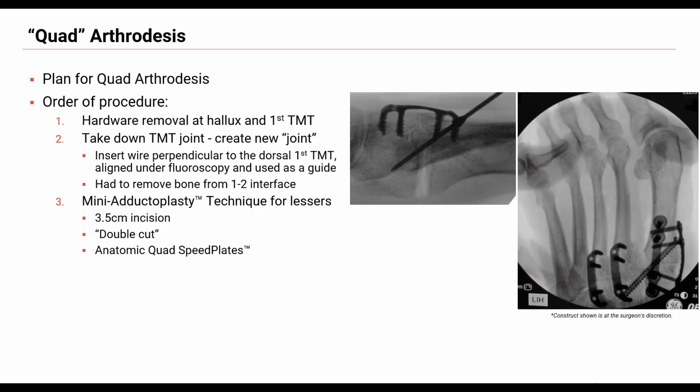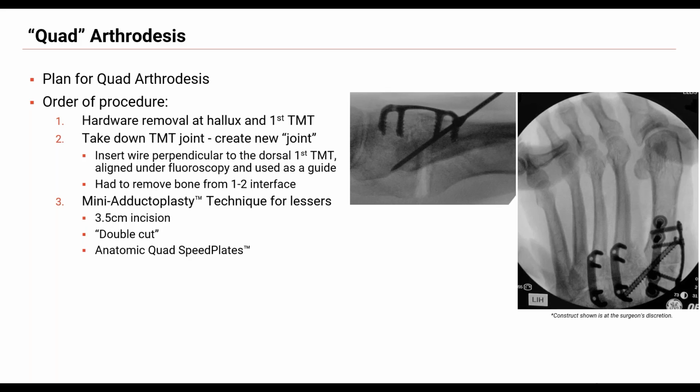This was more complicated because she already had a fully fused first TMT, so there wasn't a joint to correct through. So I basically had to create a new joint. I didn't have any fluoro shots of this, but I took a sagittal saw blade and lined it up and used it as a cut guide. I basically put it into the bone where I thought the joint should be.